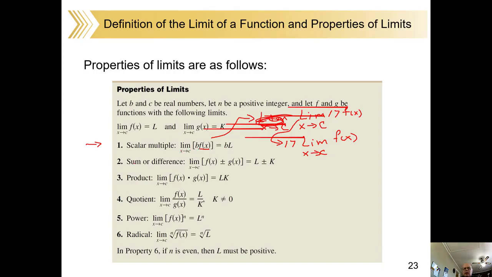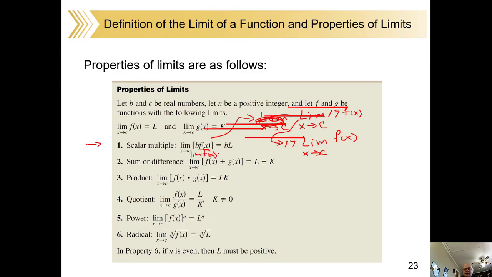Next one, sum or difference. Just look at the sum part. The limit as x approaches c, f of x plus g of x. Well, this means that just split it up. Change this to the limit. I'm going to leave the x approaches c so I can actually get it done.